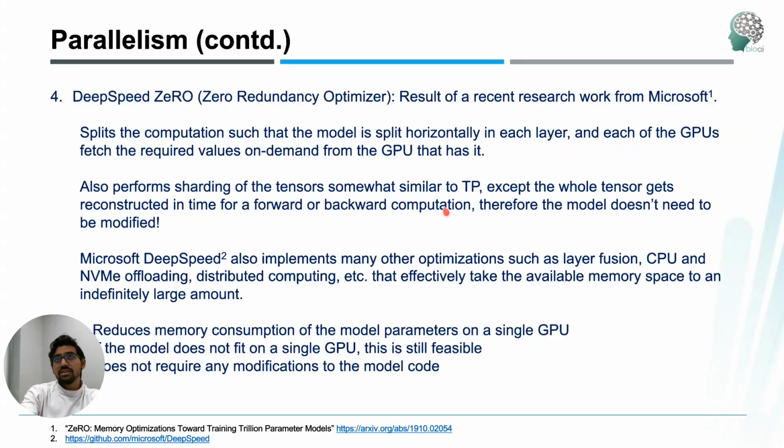And one more important thing is CPU and NVMe offloading, which essentially offloads some of the computation to CPU, or even just dumping them on SSD if you want to utilize as much memory as you can. So if you have a billions of parameters model but you do not have enough memory on all the GPUs that you have, you can still train it, although it will be slower, by storing some of the parameters on SSD and then fetching them from there.